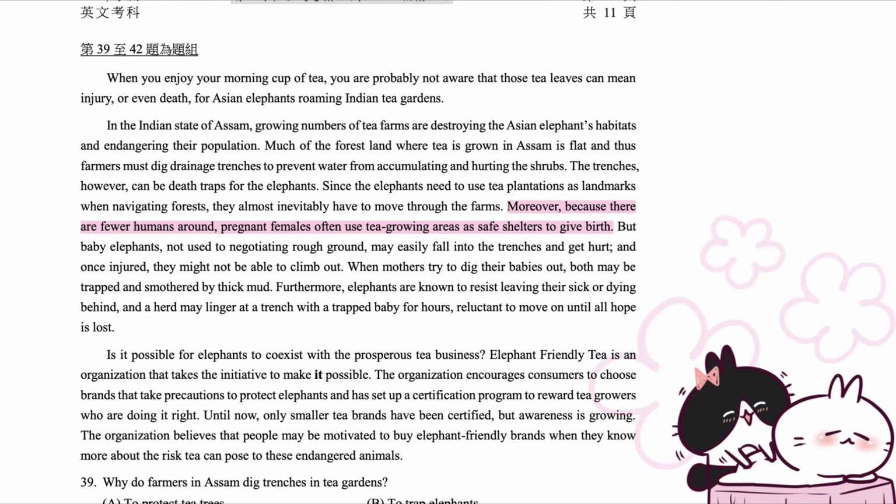Moreover, because there are fewer humans around, pregnant females often use tea-growing areas as safe shelters to give birth. But baby elephants, not used to negotiating rough ground, may easily fall into the trenches and get hurt, and once injured, they might not be able to climb out. When mothers try to dig their babies out, both may be trapped and smothered by thick mud. Furthermore, elephants are known to resist leaving their sick or dying behind, and a herd may linger at a trench with a trapped baby for hours, reluctant to move on until all hope is lost.